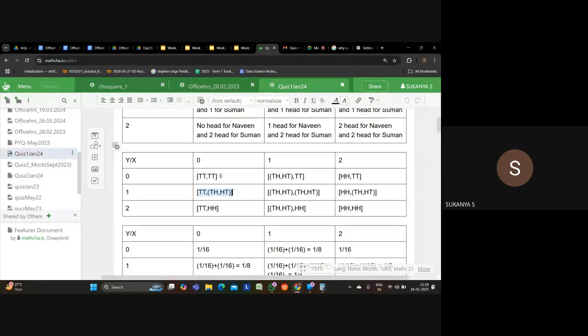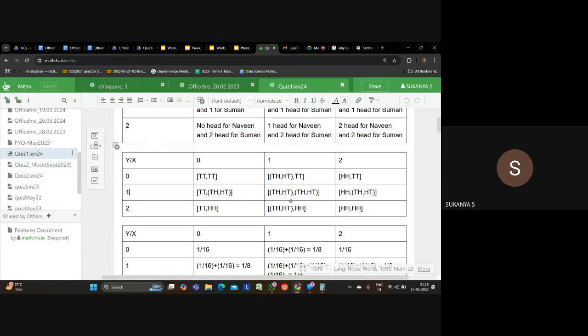The next is 0, 1. That means the first guy got 0 heads, but the second guy got 1 head. Now, 1 head can either be tail head or head tail, and 0 heads is just tail tail. So the possible outcome is tail tail and tail head, or tail tail and head tail. One of these should occur. It's tail tail tail head or tail tail head tail.